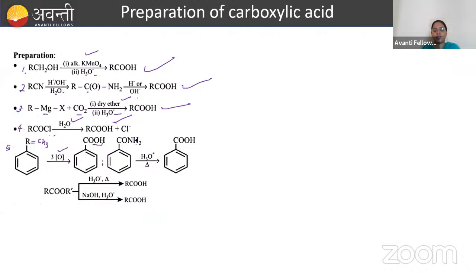Next reaction which tells us about when amide is present, okay, CONH2 group is present on the benzene. When it undergoes hydrolysis, there is a formation of acid. Next, very important reaction, when ester undergoes hydrolysis, we get acid. When it reacts with the base, we get acid. Okay, so these are total 6 methods, very, very important methods.